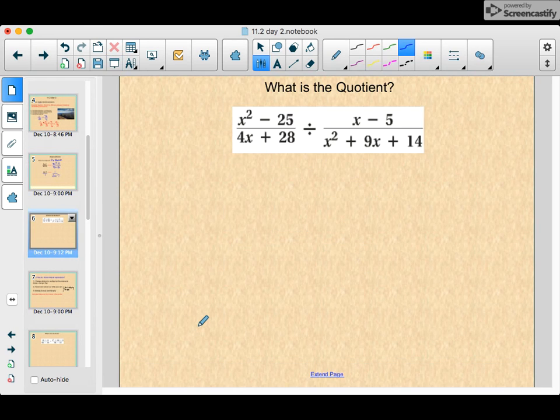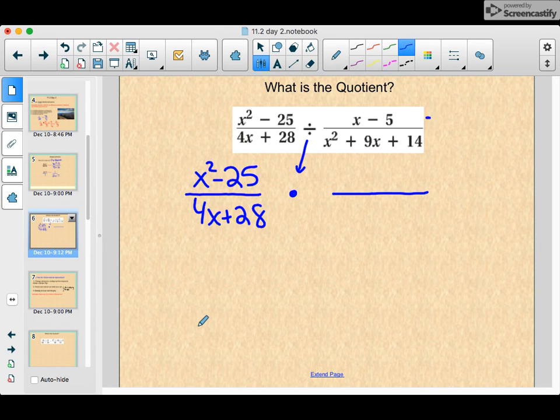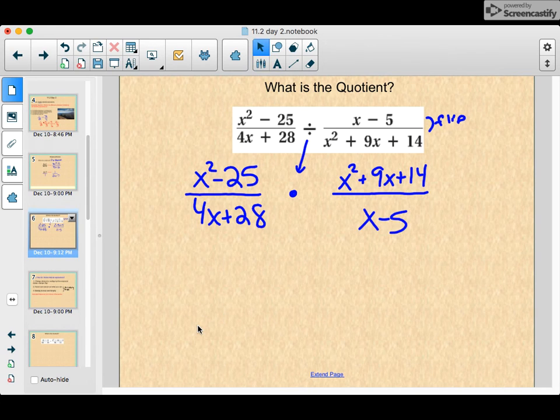So here's what your problems will look like today. Your first step is you're going to keep, switch, flip. So I'm going to keep the first fraction, change the division to multiplying, and then flip the second one. So it's going to look like this. Then this becomes exactly what we were doing yesterday.